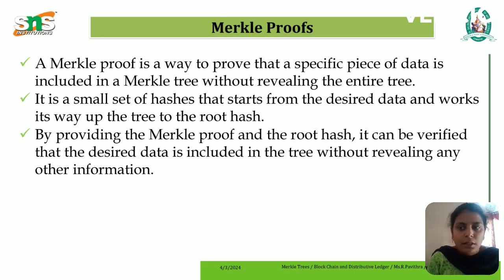So the next, Merkle proofs. A Merkle proof is a way to prove that a specific piece of data is included in a Merkle tree without revealing the entire tree. It is a small set of hashes that starts from the desired data and works its way up the tree to the root hash. By providing the Merkle proof and the root hash, it can be verified that the desired data is included in the tree without revealing any other information.